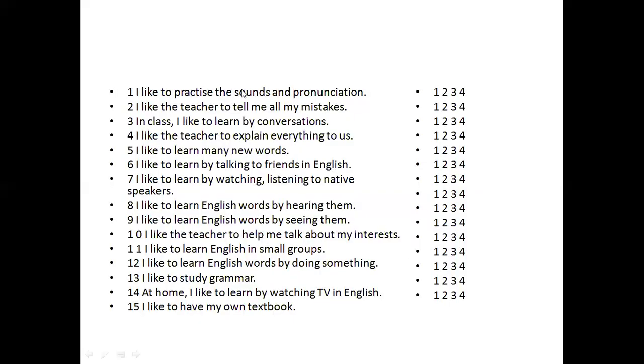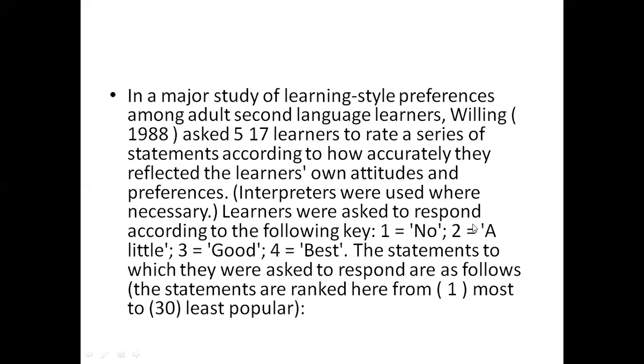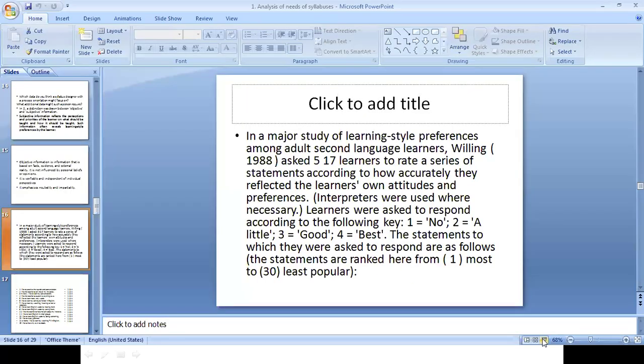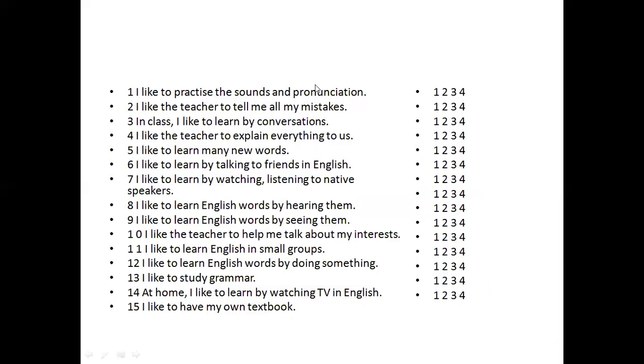That is, I like to practice the sound and pronunciation. So 1 represents no, 2 represents a little, 3 represents good, and 4 represents best. That means if a student wants to learn pronunciation the best way, then he will put a tick mark in 4. And if any student wants to learn pronunciation less, he will put a tick mark in 2. In such a way, we collect the information about every learner's requirements by filling up this form, that is called the questionnaire survey.